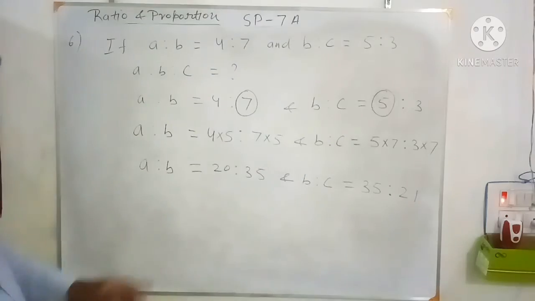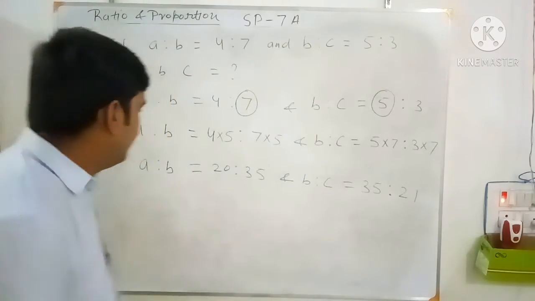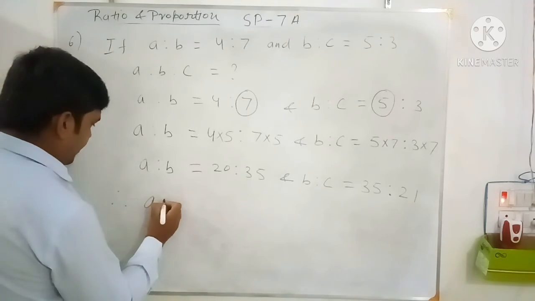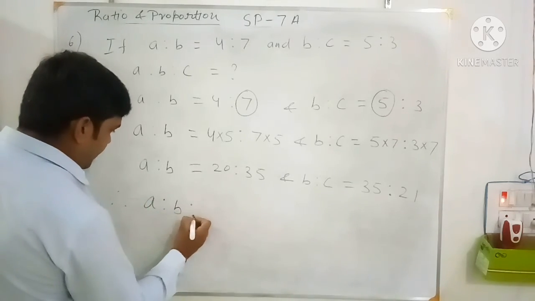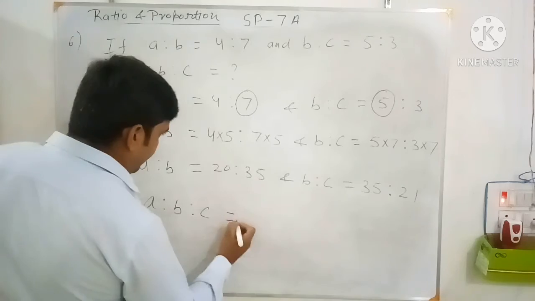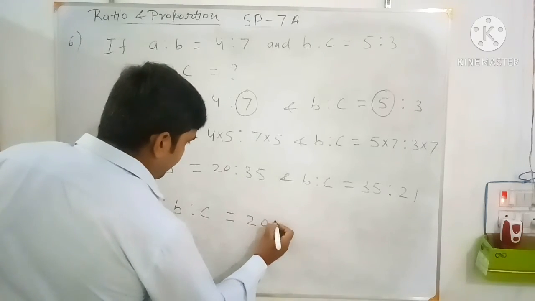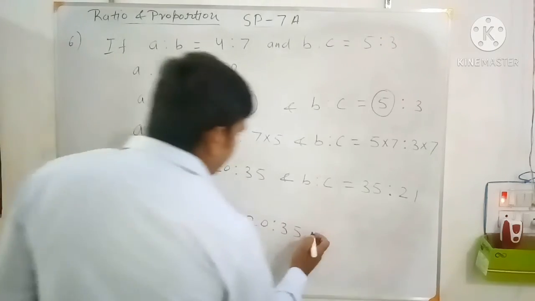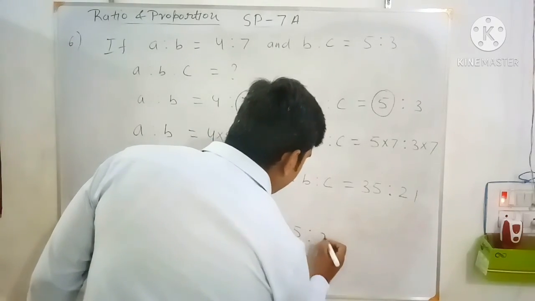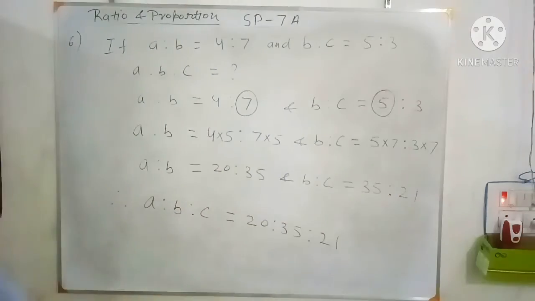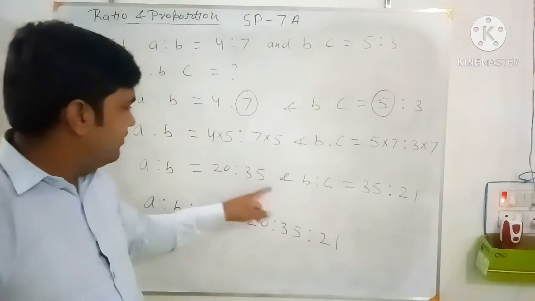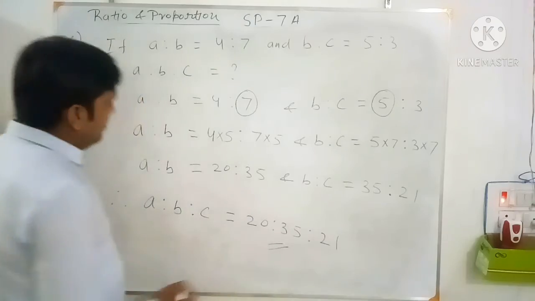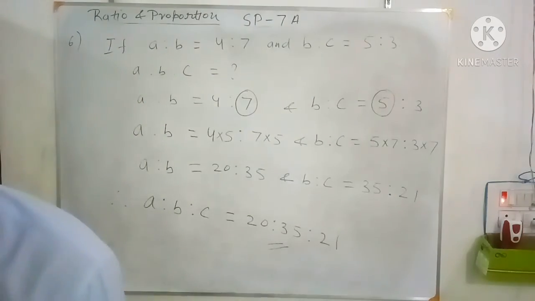Now see, the B term is same, 35, 35. Now you can write therefore the ratio A is to B is to C is equal to what? 20 is to 35. See, A is to B is 20 is to 35, and B is to C is 35 is to 21. See, A is to B is to C. Now 20 is to 35 and 35 is to 21. Like this we can find the ratio A is to B is to C.